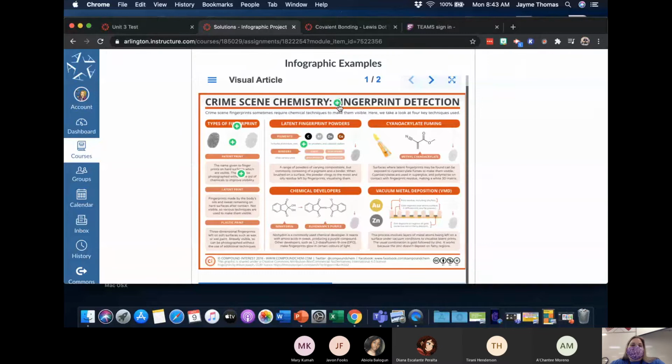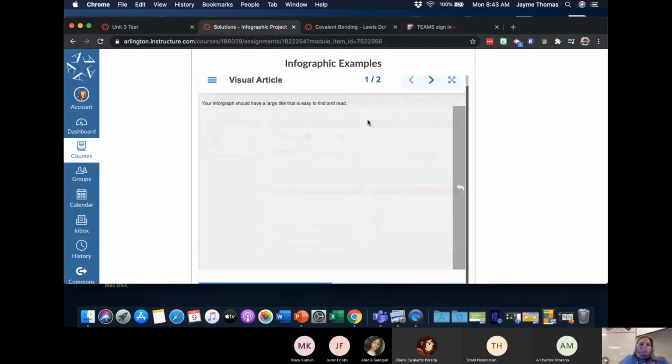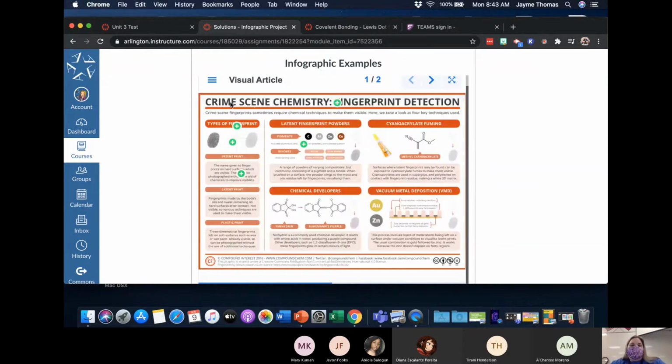For example, if I click on this one, it says that you need to have a title, and it should be large, easy to find, and easy to read. So I can read this, and it says crime scene chemistry, fingerprint detection. It's very large, it's easy to find, and it tells me exactly what I'm going to be reading about in this infographic. I'm going to be reading about how to detect fingerprints using chemistry in crime scenes. And then they have a little summary, a sentence or 2 underneath it, just to tell you a little bit more about what you're going to be looking at.